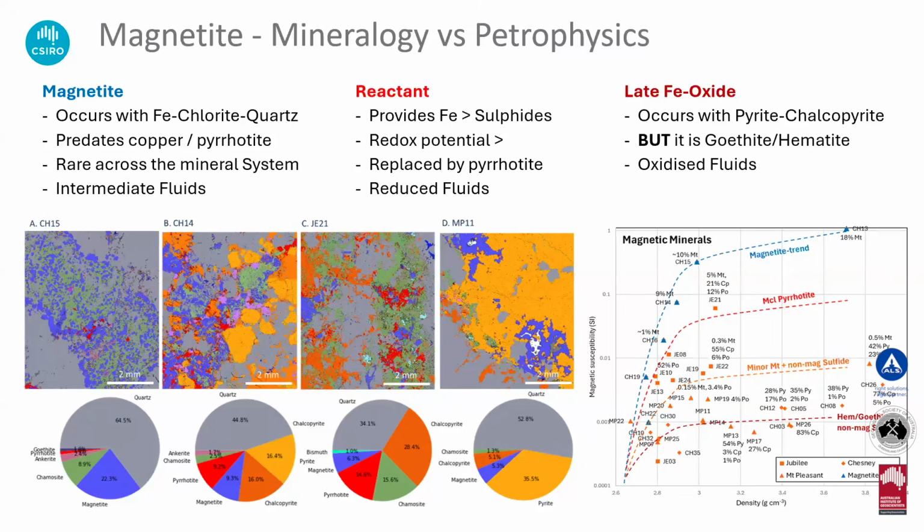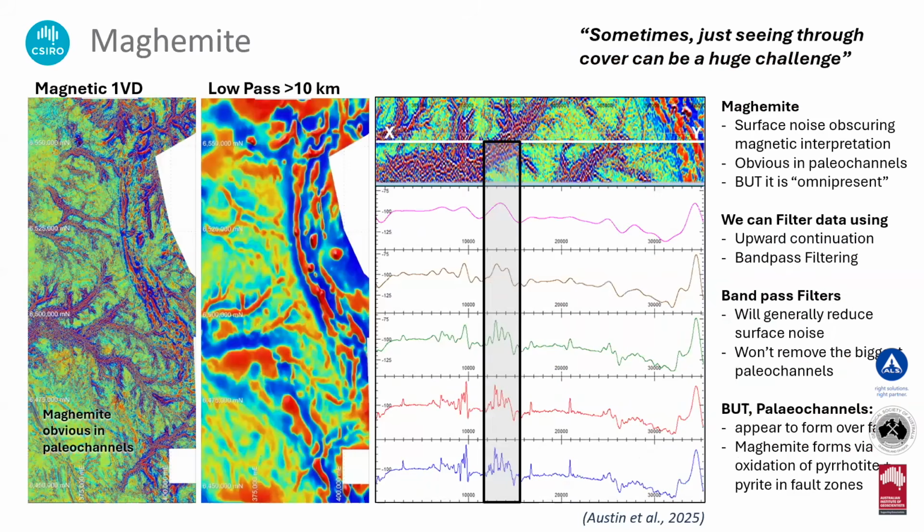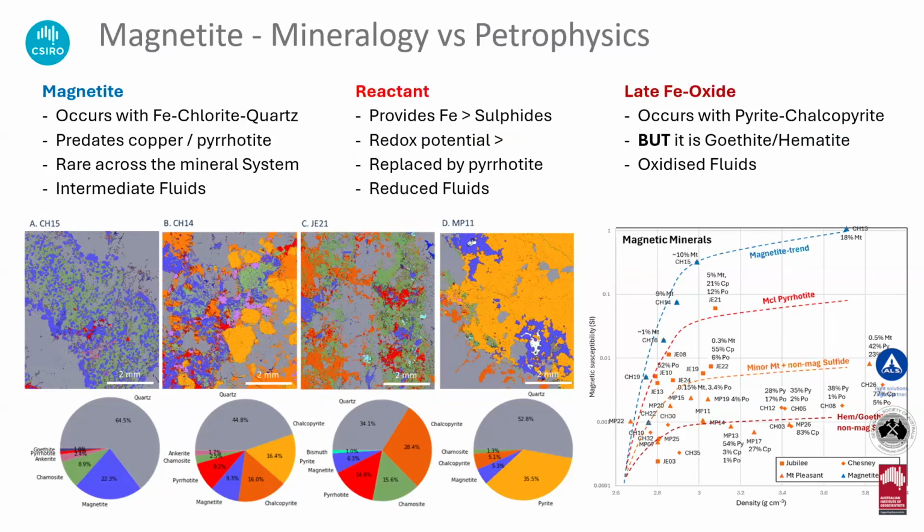Where is the sample from? Yeah, that's a good question. What deposit? That one's from Chesney. Sorry, I'm skipping over things. That's from Jubilee, and that's from Mount Pleasant. But yeah, all through that corridor, you'll find magnetite in those ore deposits.